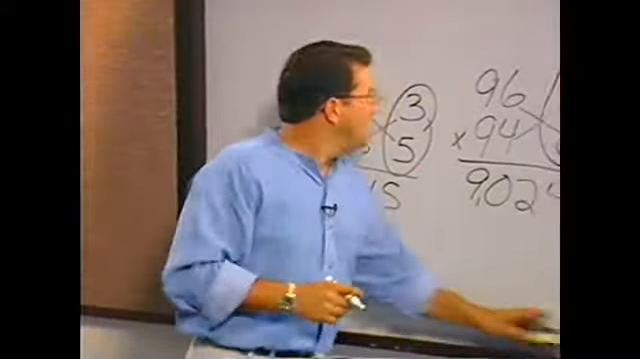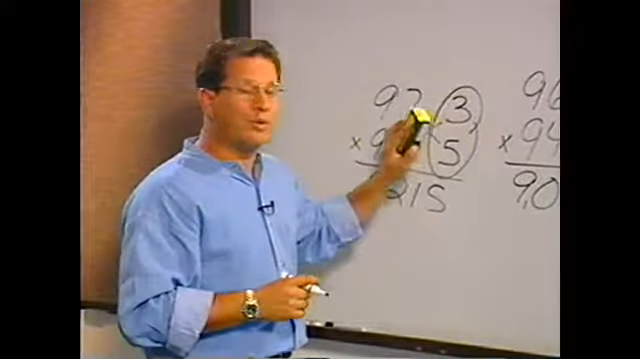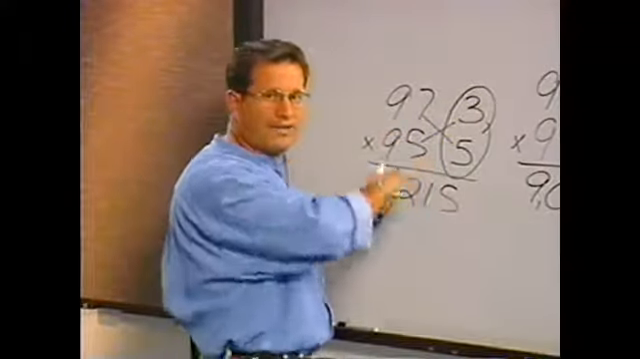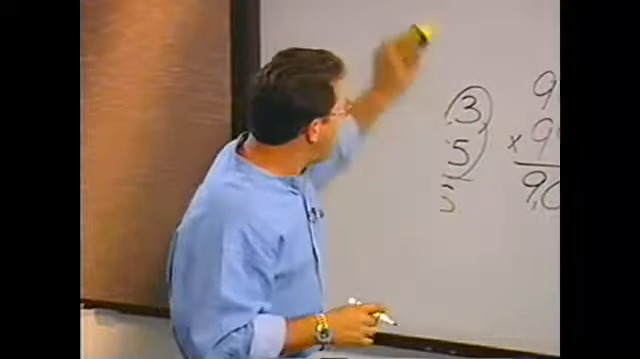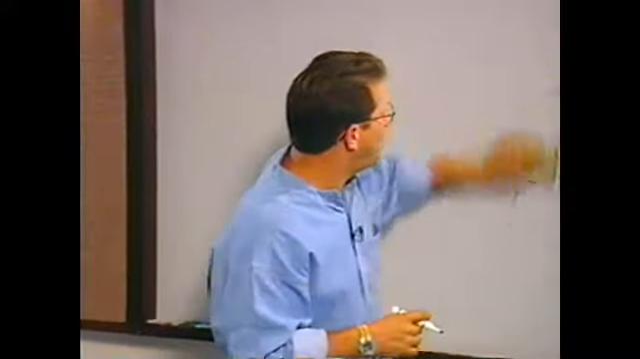Let's try another one. But now, remember, when we were under 100, we subtracted diagonally. So what do you think would happen if we had two numbers that were close to 100, but they were both over 100?